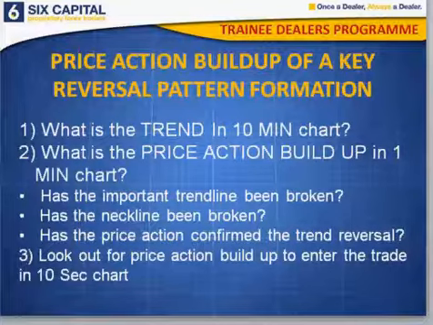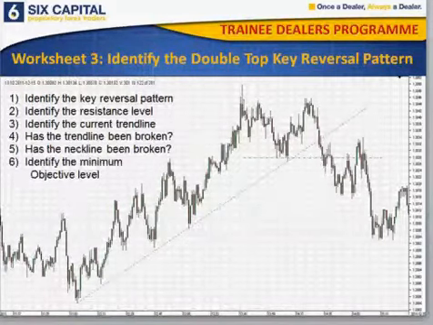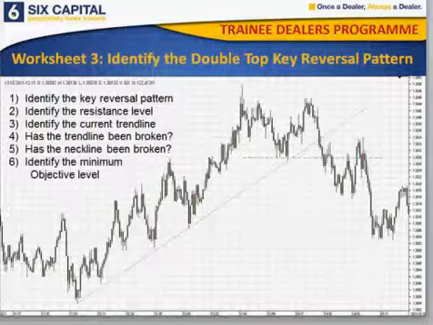Okay, let's go through some exercises. I will distribute to you worksheet 3. In this worksheet, I need you to identify the key reversal pattern, the resistance levels. The resistance level is where the double top forms. So in this chart, it should be quite straightforward. And then try to identify the first, second, third, fourth step that we have mentioned just now. We'll go through step by step.